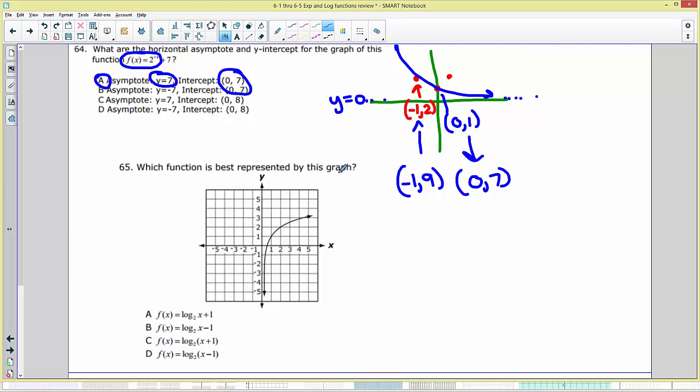Which function is best represented by this graph? Well, this looks like a regular log graph, right? Except for one thing, it has this point 1, 1. Normally, that point is 1, 0, as we've talked about many times. That's my anchor point. So somebody definitely moved my anchor point up 1. So without really looking at any other points, the only function here with a vertical shift of 1 is A.